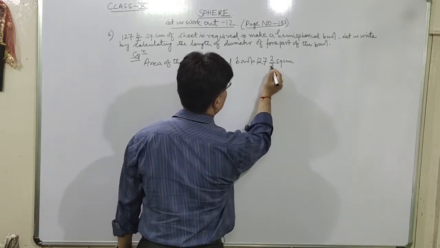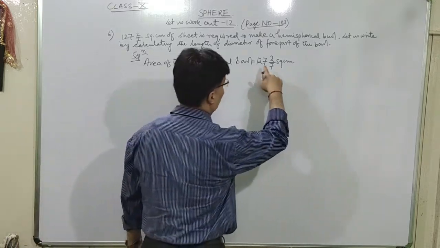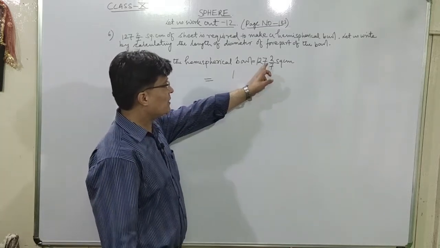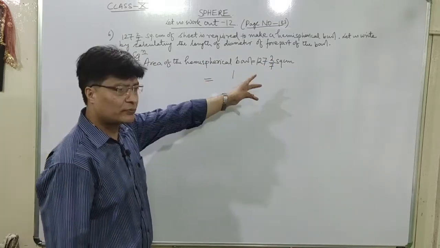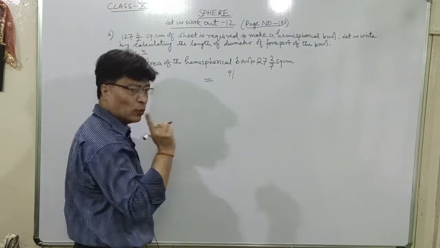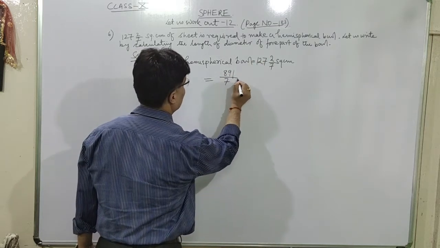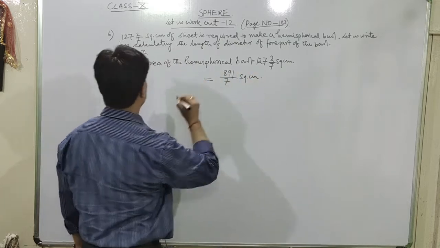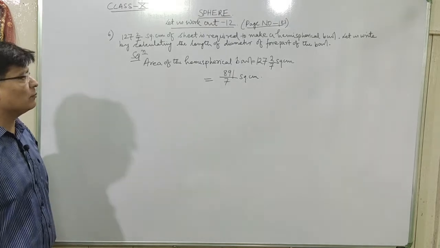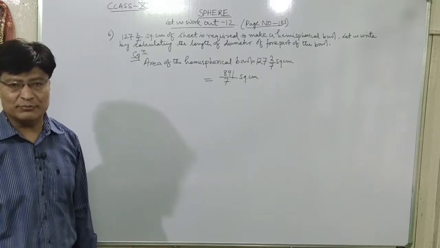So in this case, 7 sevens are 49. 49 plus 2 is 51. 7 twos are 14 plus 5 is 19. 19, 9, 1. 7 ones are 7 plus 1 is 8. Divided by 7 square centimeter. So what is the area of the hemispherical bowl? The area of the hemispherical bowl is equal to 891 divided by 7 square centimeter.